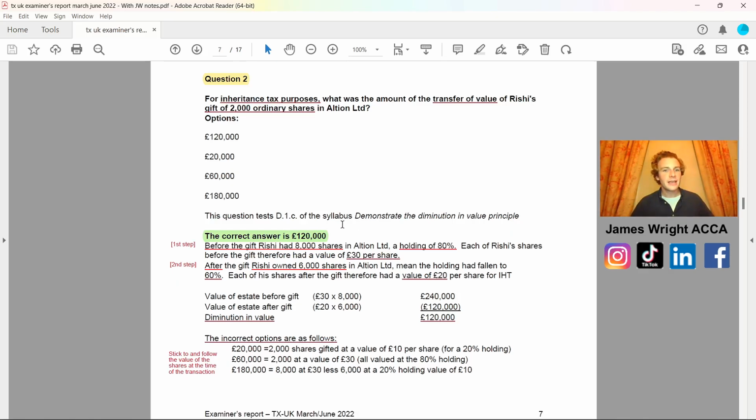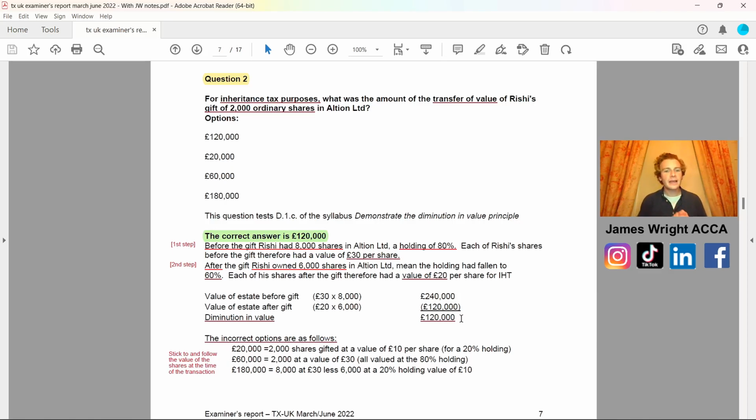And what it asked on here was, for inheritance tax purposes, what was the amount of the transfer of the value of Rishi's gift of 2,000 ordinary shares in Altium Limited? And again, we had those different values at different points in time when Rishi owns a certain amount of shares. But as you can see, the correct answer is £120,000 on there. So I'll put my mouse where you can see the actual figure came from.